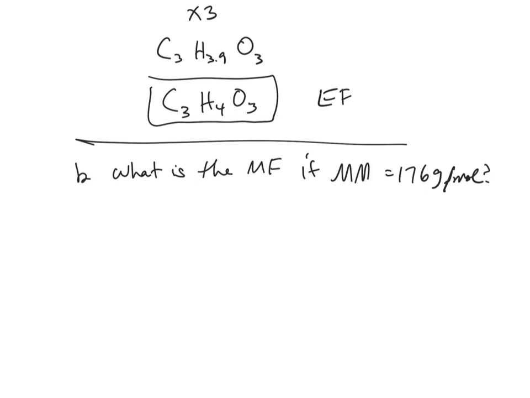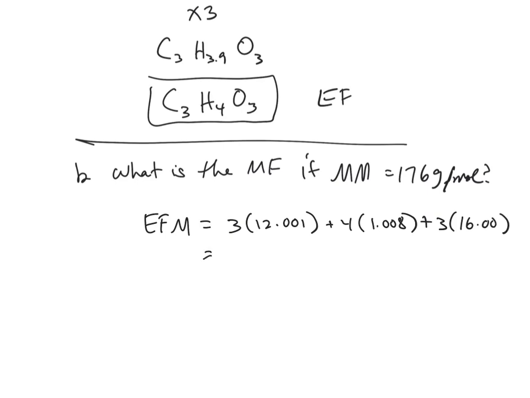So you want to get the empirical formula mass first. This is going to be 3 times 12.001 plus 4 times 1.008 plus 3 times 16. The empirical formula mass is 88.07. Then you want to take a ratio of the molar mass to the empirical formula mass. So this is going to be 176 divided by 88, and that is going to be equal to 2.